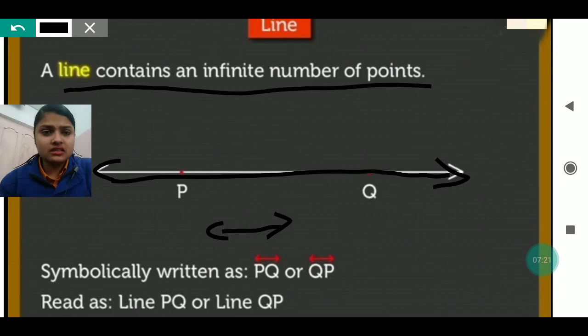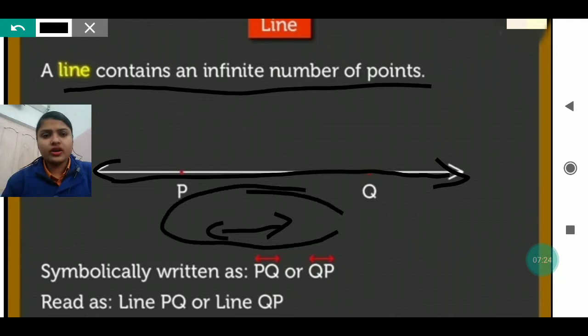This symbol you have to give on top. The symbol shows that the name you have denoted is of a line. It can be read as line PQ or line QP. We don't read it as QP line. We read it as line PQ, or we can read line QP. Either you read PQ or you can read QP.